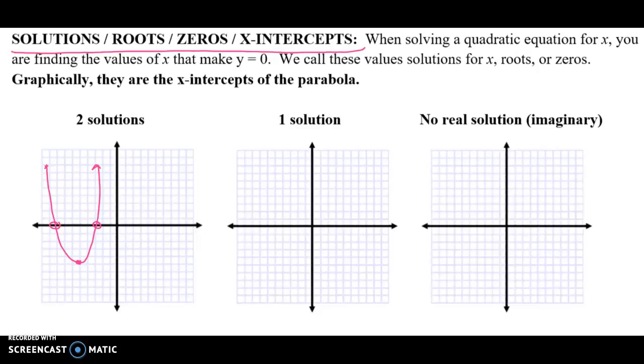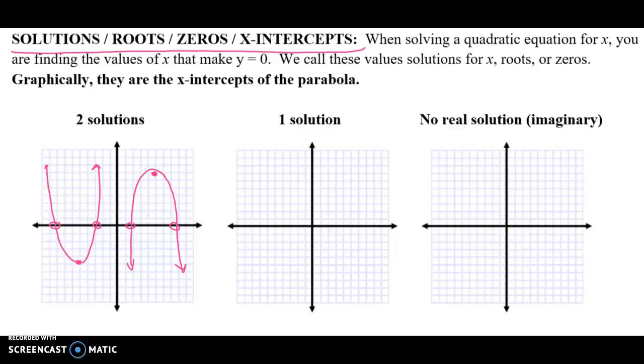Or the vertex could be positive, above, and it could open down. It can frown. But once again, that is two x-intercepts. So those are basically the two scenarios to have two solutions.